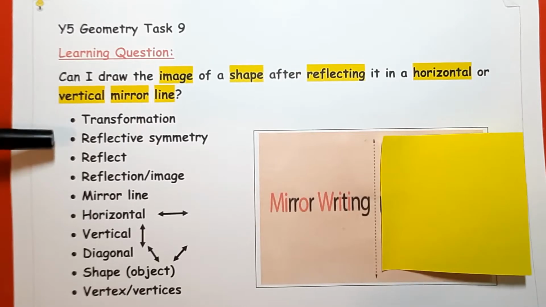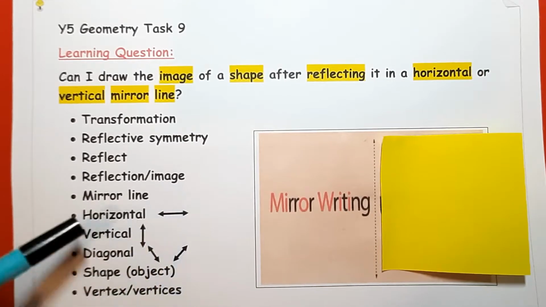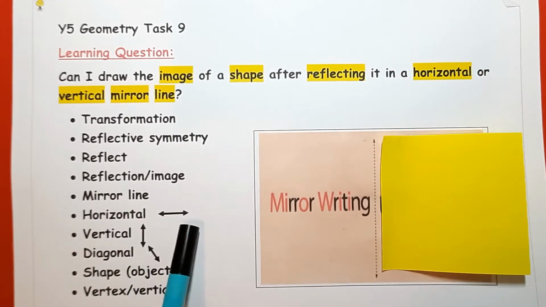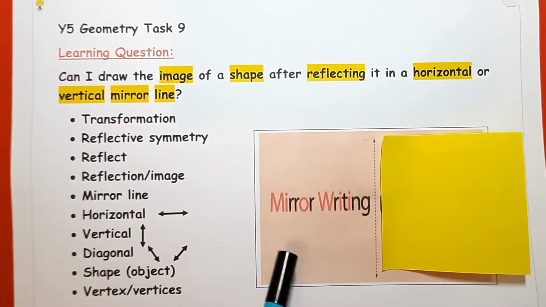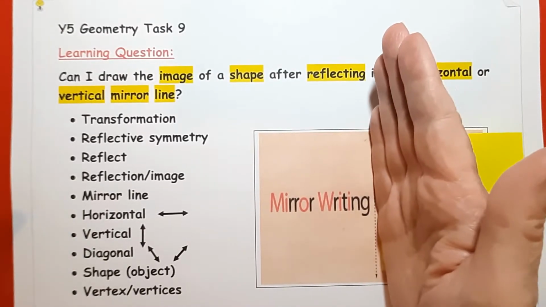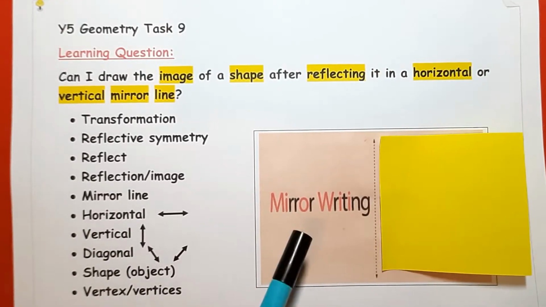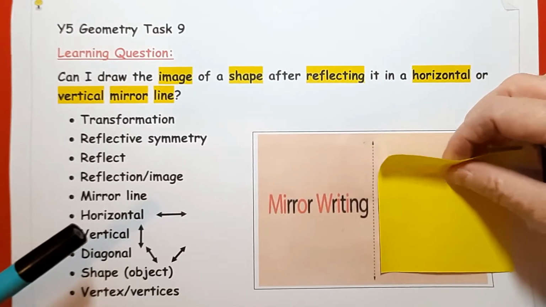So we have transformation, reflective symmetry, reflect, reflection or image, mirror line, horizontal, vertical, diagonal, shape or object, and vertex, or the plural of vertex is vertices. You can also see here that I have some words, mirror writing, and the dotted line is the mirror line. So if we were to place a mirror here and reflect the original object, the writing, this is what the reflection or the image would look like.